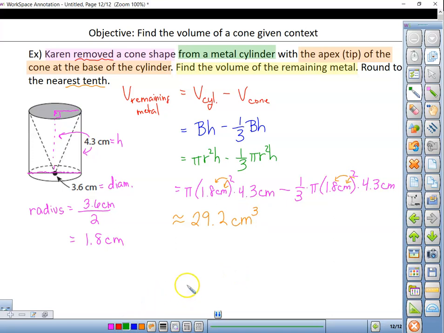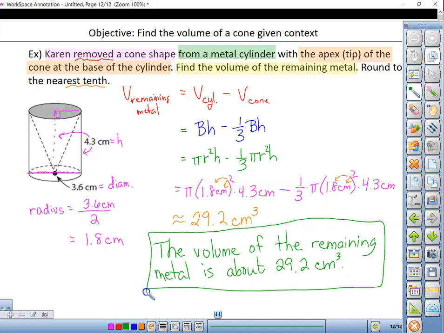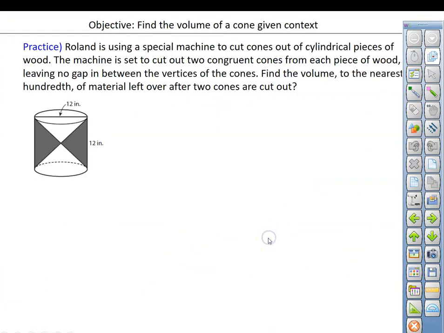So now our conclusion here is we were finding the volume of the remaining metal. So the volume of the remaining metal is about 29.2 cubic centimeters. All right, so next there's a practice problem. You can give this one a try.